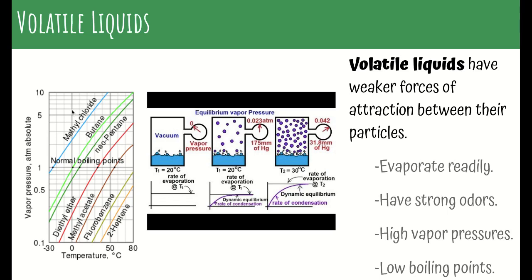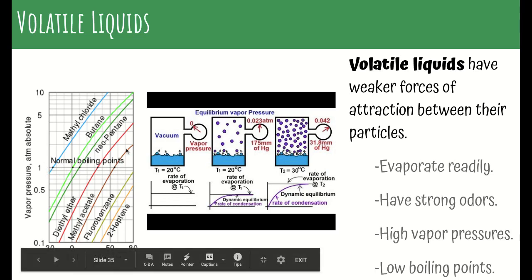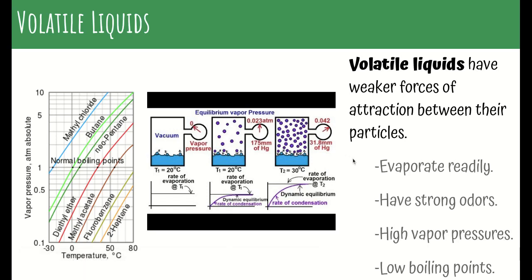So there's some other examples here, like butane. This is like a fuel, a gas that you can burn. So that's going to be pretty volatile. I mean, all of these, ether, that's very volatile. So as you get through here, any of these would require very little pressure or temperature increase to force them to evaporate.